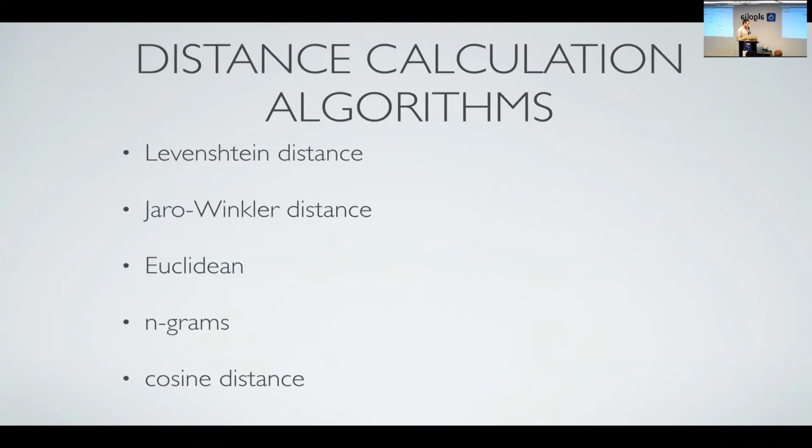Then we have the Euclidean distance, which is the distance between 2 points in Euclidean space, and n-grams. We'll cover this in a couple of further slides. And cosine distance, this is if we take two strings and convert them into vectors, we measure the angle between those strings. Also a good thing.